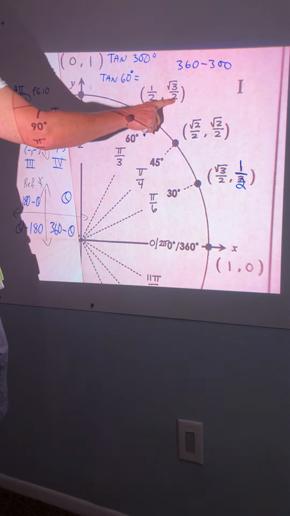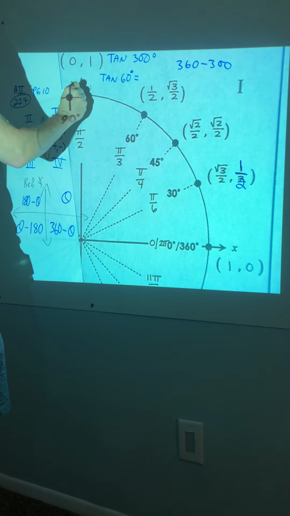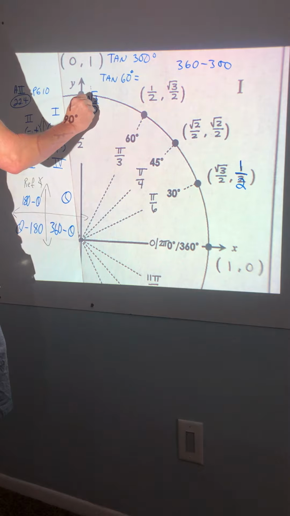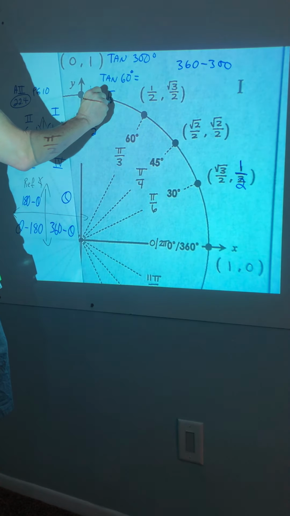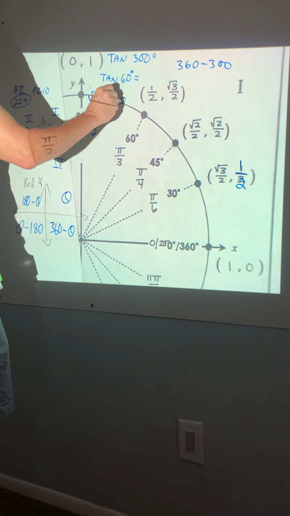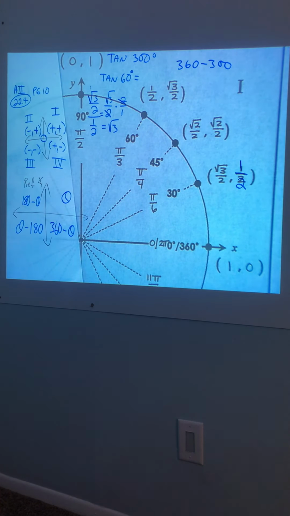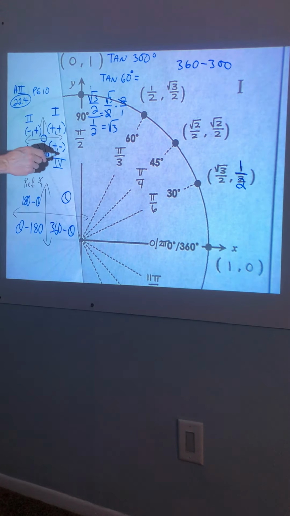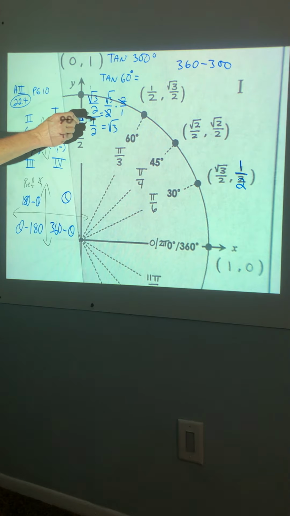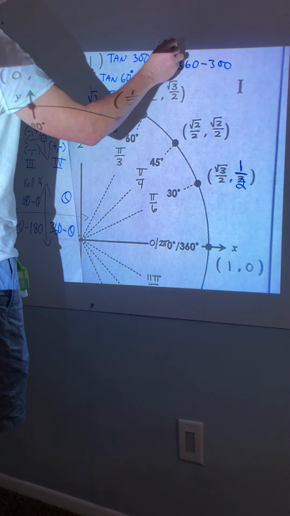So if you come over here, the tangent is going to be the y value over the x value. So it's going to be the square root of 3 over 2 divided by 1/2, which is going to be the square root of 3 over 2 times 2 over 1, and you're left with the square root of 3. Now, before I get happy, what was going on with the signs? Well, in quadrant 4, the signs were different, so this is going to be negative, so it's going to be negative square root of 3.